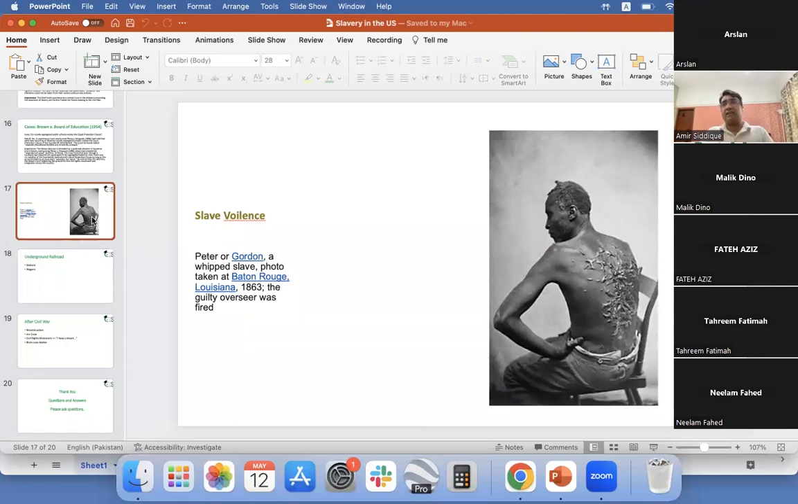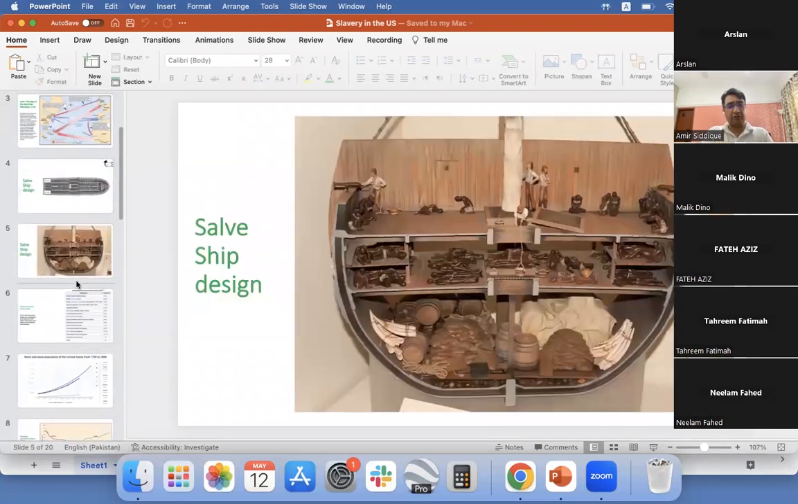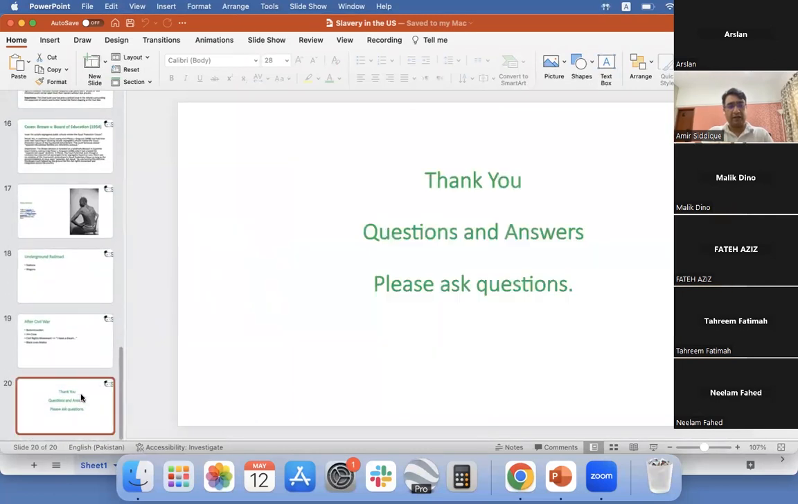There's a lot of violence, a lot of anger that goes into African American history of slavery. Just remember those images when you talk about slavery and how they were transported. This is the context of slavery, the way I see it. Before I open the stage for questions and answers, which I would be happy to answer as many as possible, thank you for attending this seminar.